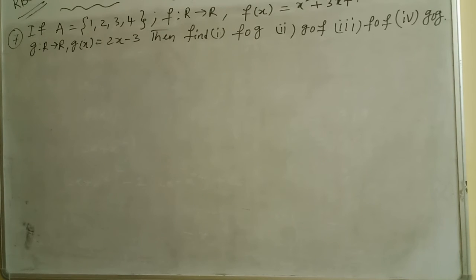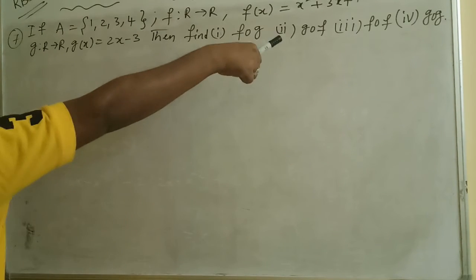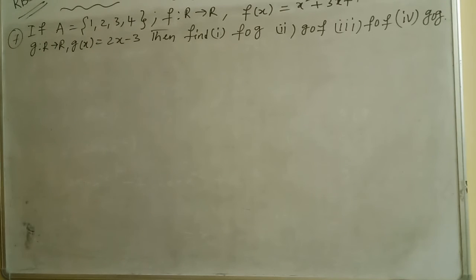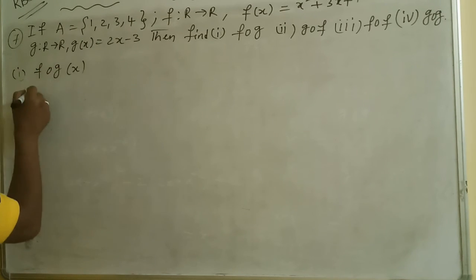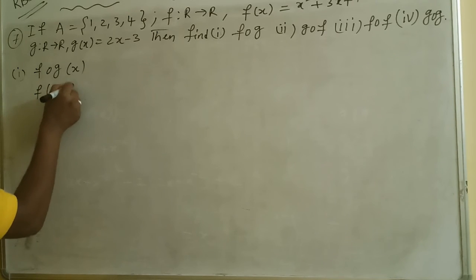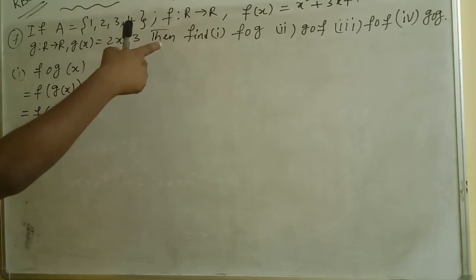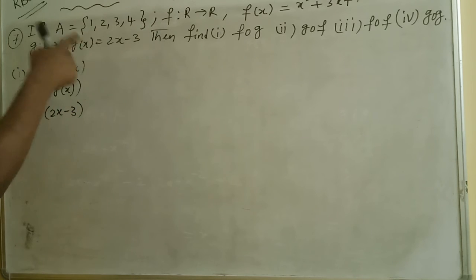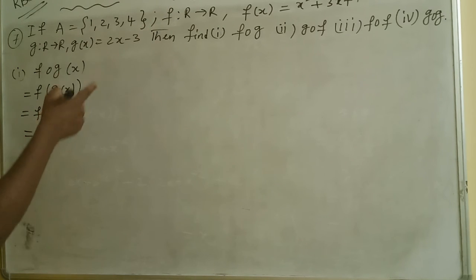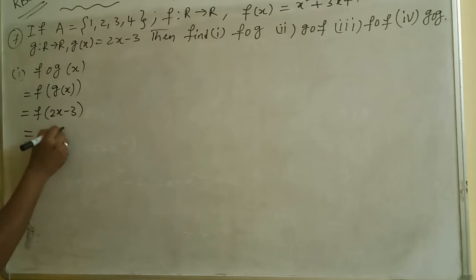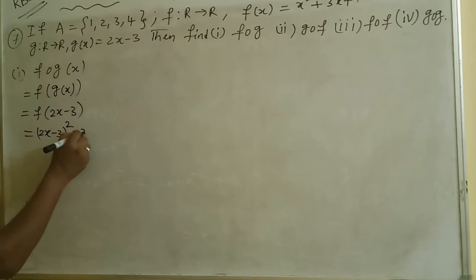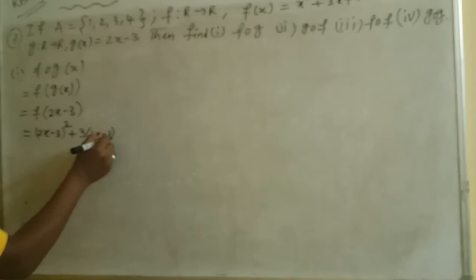In this place, we need to find f circle g, g circle f, f circle f, g circle g. Let's move on to the first one, that is f circle g of x. So f of g of x you can write. Now what is our g of x? G of x is nothing but 2x minus 3, and f of x is x square plus 3x plus 1. So wherever x is there, substitute 2x minus 3. So x square means 2x minus 3 whole square plus 3 into x means again 2x minus 3 plus 1.